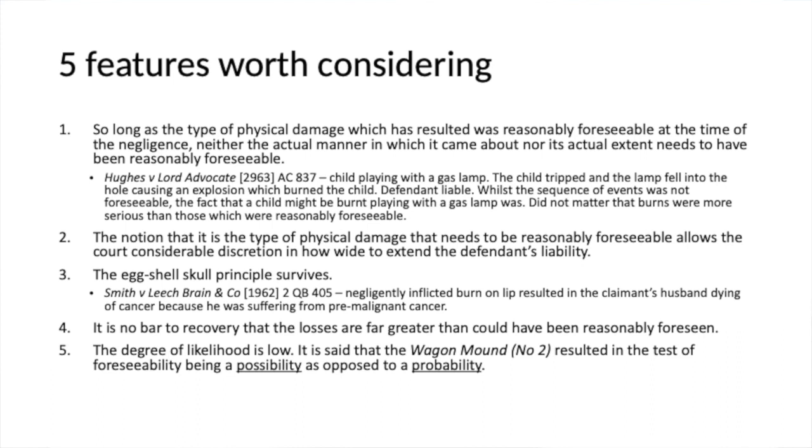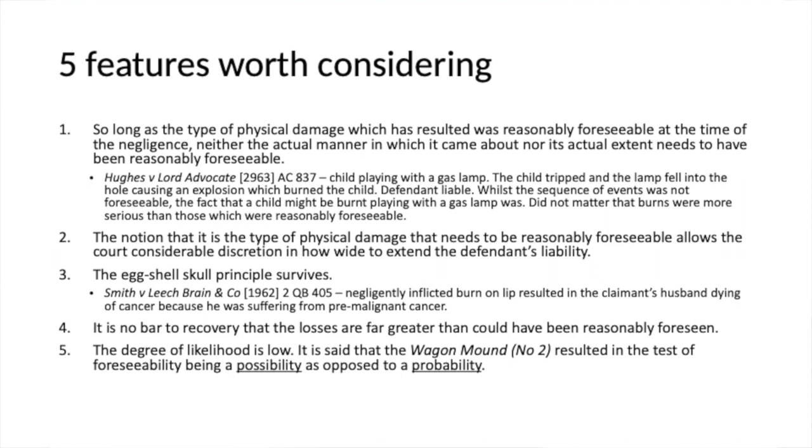And the court said that whilst the sequence of events was not foreseeable, the fact that the child might be burnt playing with a gas lamp was foreseeable. It did not matter that the burns were more serious than those which were reasonably foreseeable. So effectively, because it was foreseeable that the child playing with a gas lamp could be burnt, it didn't matter that the burns resulted from the explosion. So it's the actual manner in which the tort came about that is the important point there. Second, the notion that it is the type of physical damage that needs to be reasonably foreseeable allows the court considerable discretion in how wide to extend the defendant's liability.